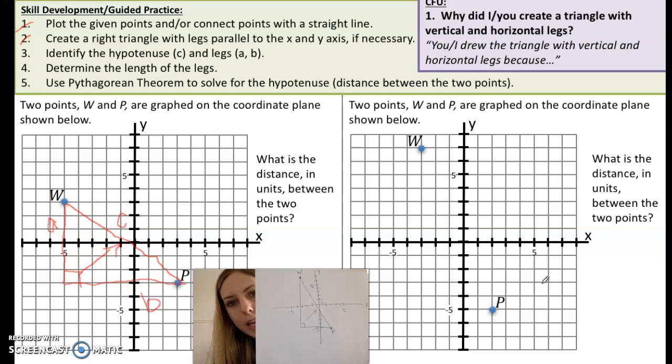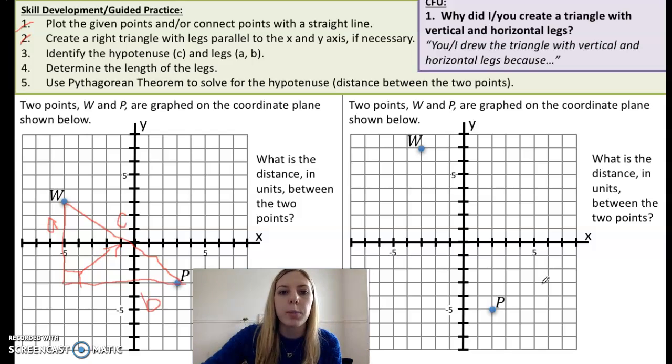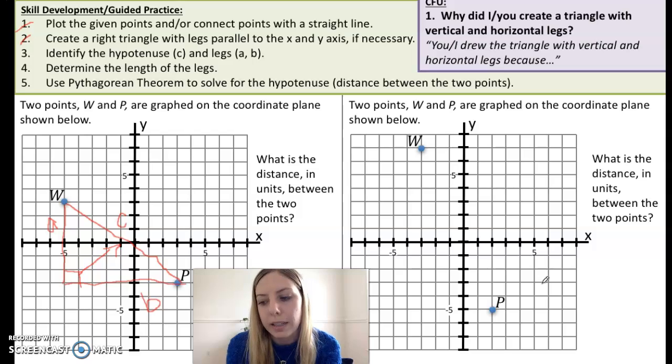So I labeled that. Now we're going to go ahead and label on your white piece of paper the legs, A and B. So it doesn't matter which one you label A, which one you label B. I'm going to do the same thing on my piece of paper right now, so that way you have time to label yours as well.